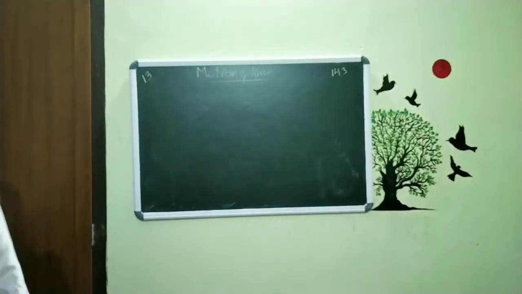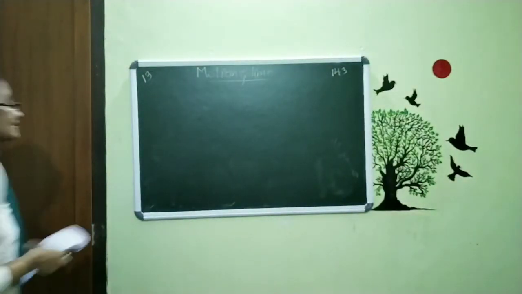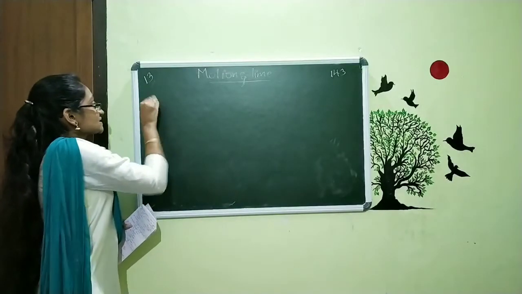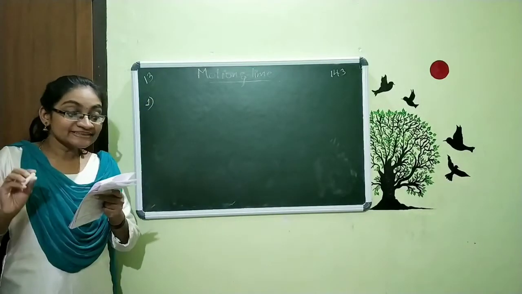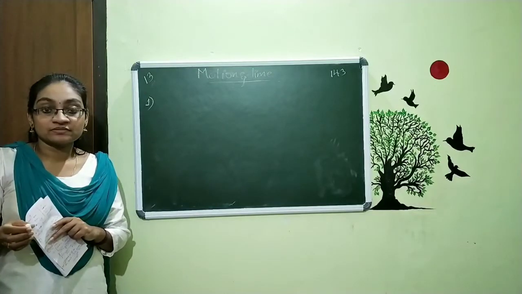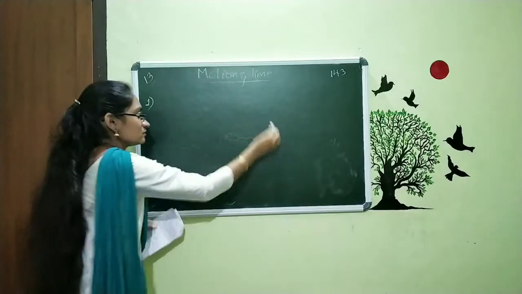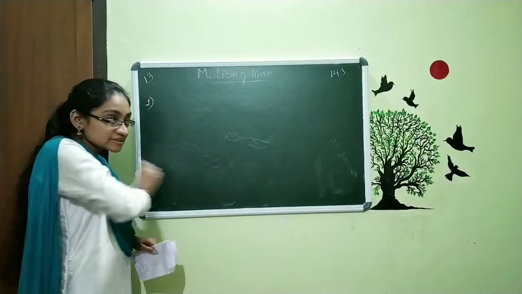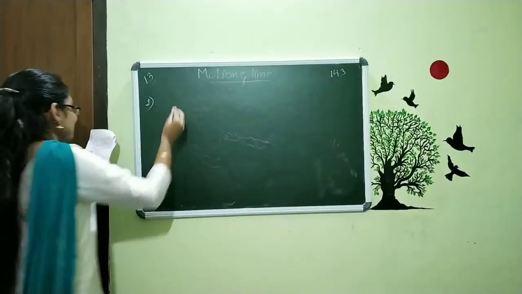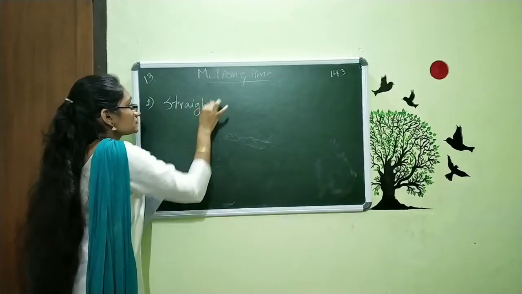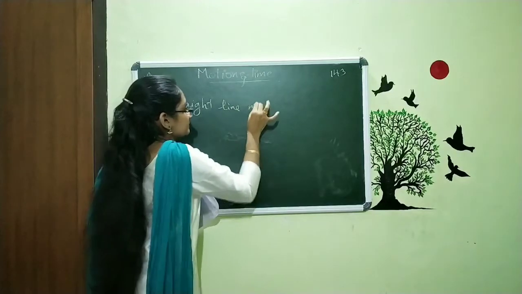I hope you completed that. Now we are going to discuss the answers for that. In the first case, what is the question? It is about soldiers in a march past. What is the motion of the soldiers? Are they moving like this? No, they are moving in a straight line. So it is a straight line motion.